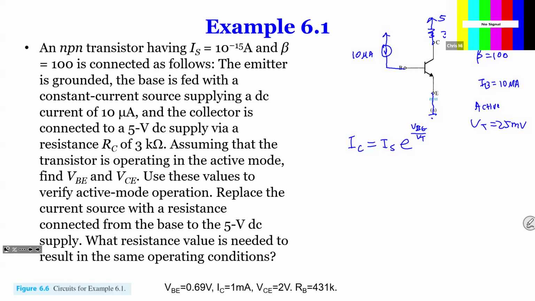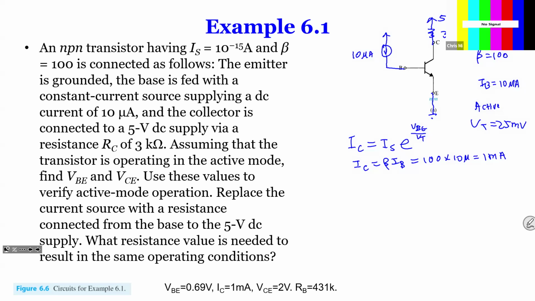So what you have to do is go find IC from IC equals beta times IB, because IB was given. Beta is 100, IB was given as 10 micro, so we have 1,000 micro. We got IC is 1 milliamp. Then we look at this equation here, with IC given, IS given, and VT given, so easily you can find VBE, right?